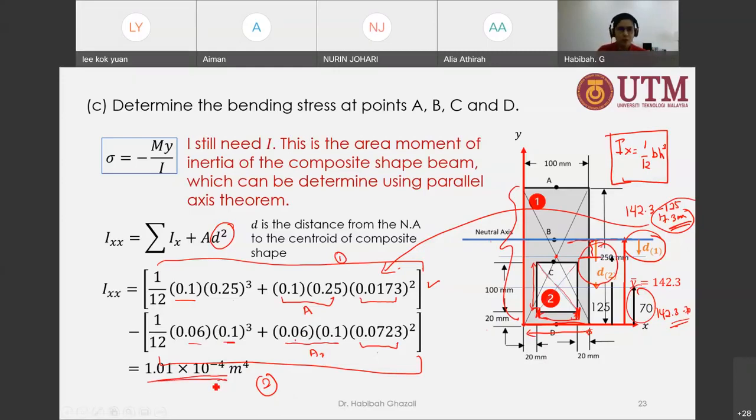Now we have all of them. We have M, the one that we get from our bending moment diagram. We have Y, the location from the neutral axis to A, B, C, D. And then we have the I that we have calculated. It's easy from here. It will be smooth sailing.